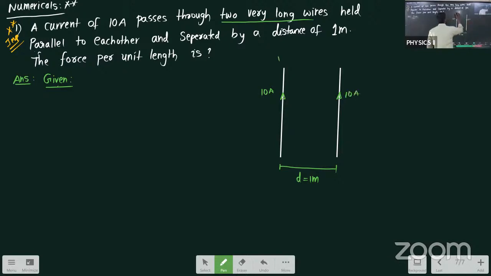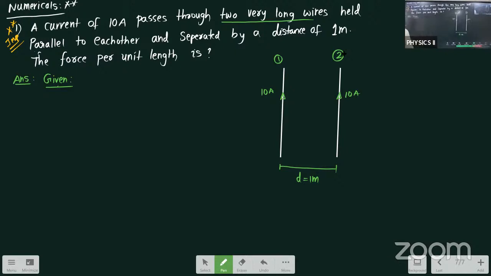I'm considering this one to be wire 1 and this one to be wire 2. No need of drawing the diagram in the examination; for explaining, I'm drawing the diagram. How many wires are there? 2 wires, held parallel to each other. The distance between them is 1 meter.